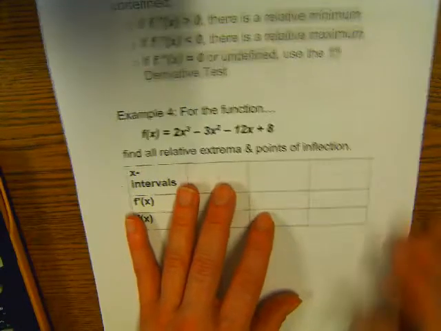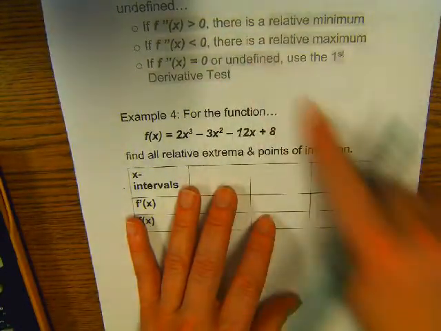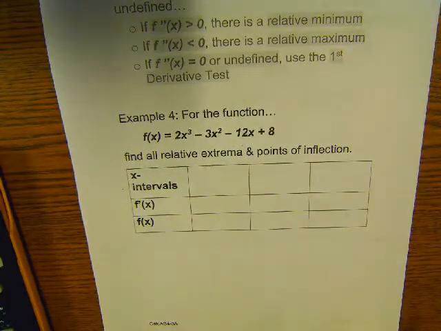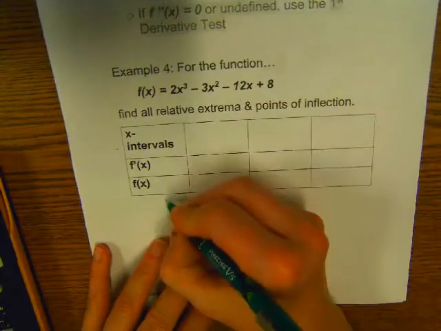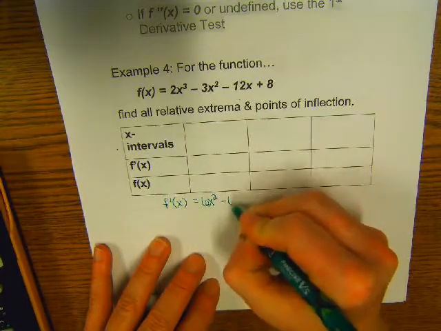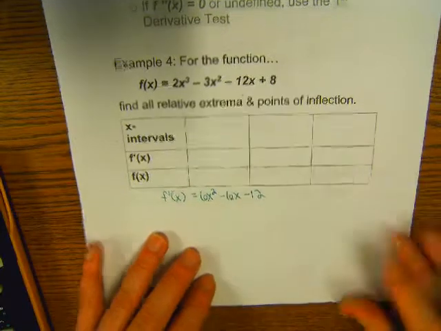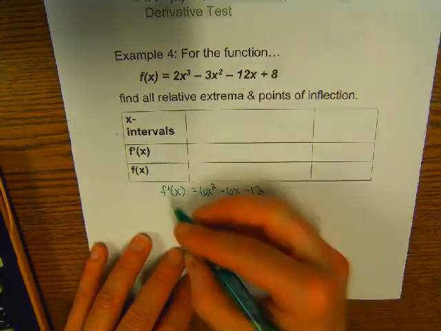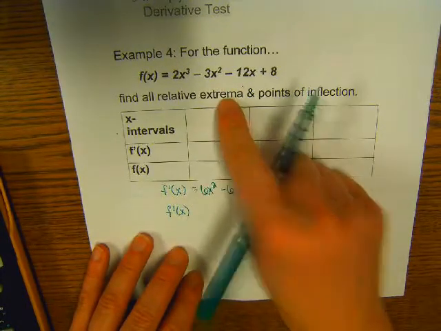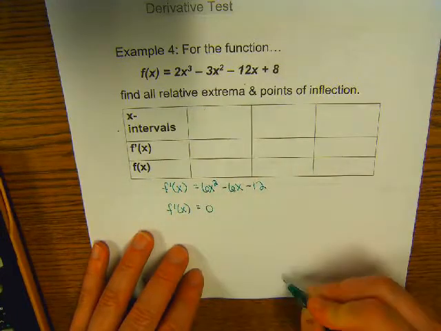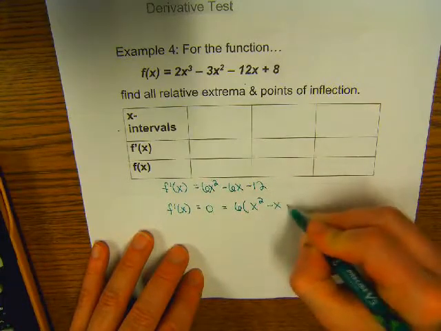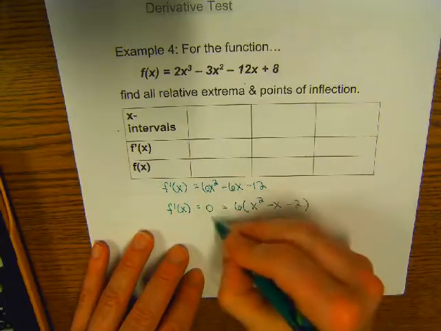I'm going to find the first derivative, and then find all relative extrema and points of inflection. The first derivative is f prime of x equals 6x squared minus 6x minus 12. This is not undefined anywhere, but to find the critical numbers for potential extrema, I'm going to set this equal to 0. And so I'm actually going to pull a 6 out first, and then I'm going to factor this.